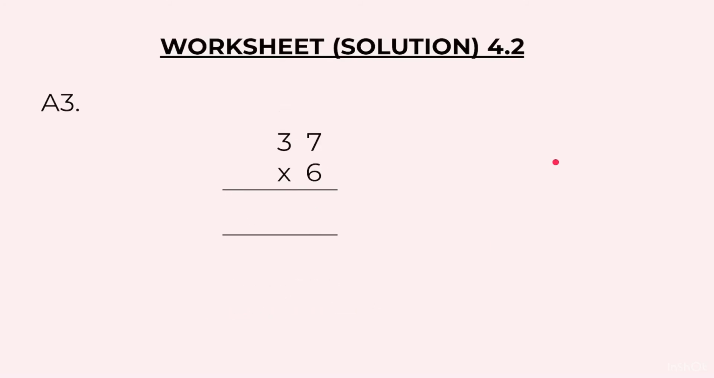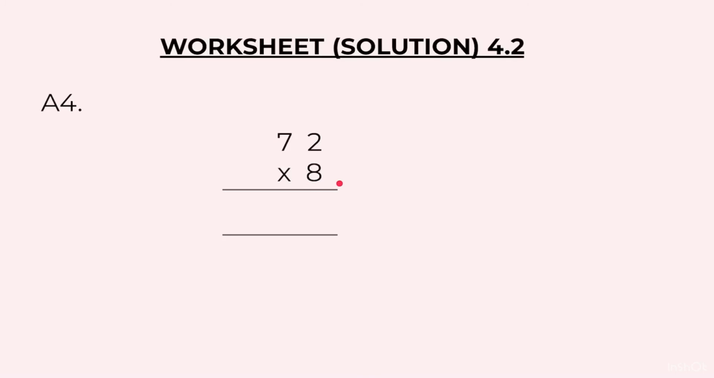Question 3, 6 sevens are 42, 4 at the top, 2 at the bottom. 6 threes are 18. Plus 4, 22. Our answer becomes 222.